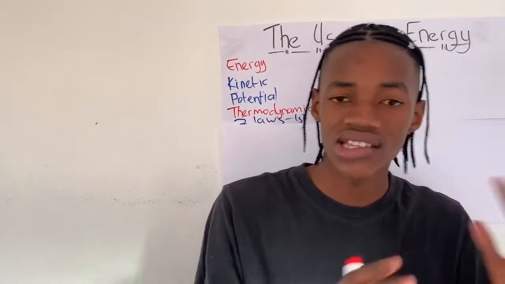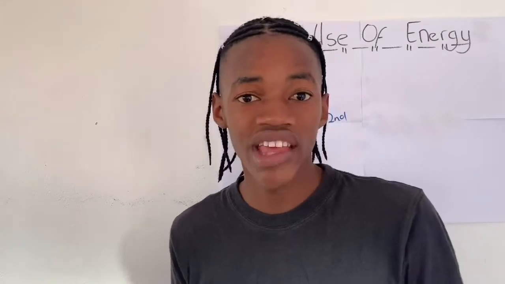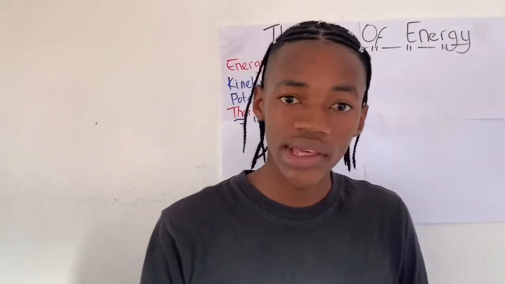The first one tells us that energy in the universe is constant, and then the second one tells us some of the energy is lost to the environment as heat, and energy lost as heat can never be gained back.